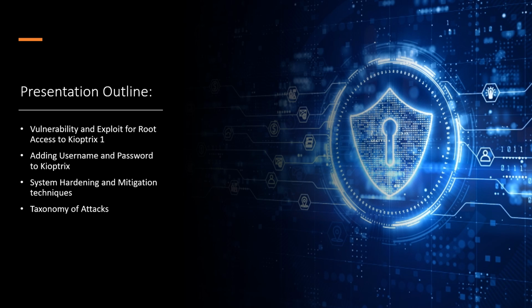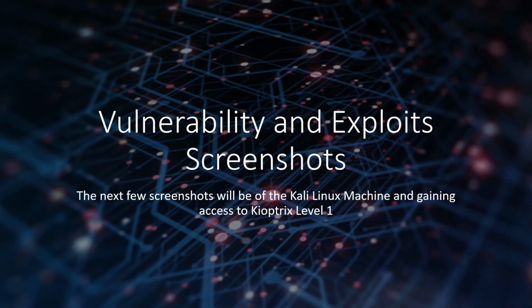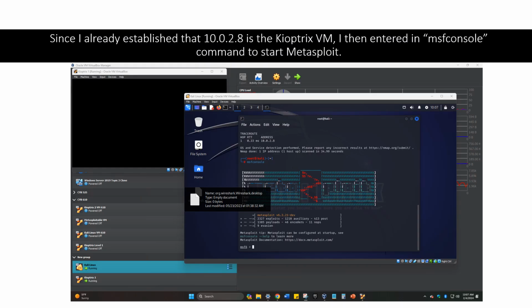The presentation outline is vulnerability and exploit for root access to Kioptrix 1, adding a username and password to Kioptrix, then system hardening and mitigation, and the taxonomy of certain attacks. These next few screenshots are from my Kali Linux machine, and I'll be explaining how I gained access to Kioptrix level 1.